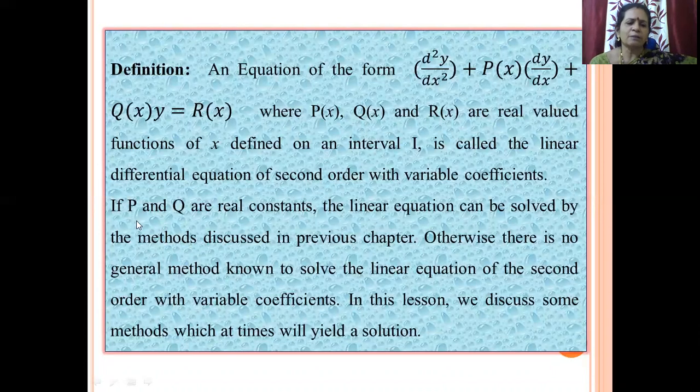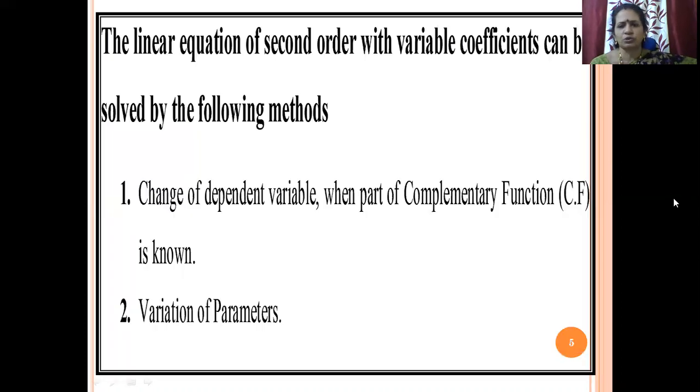Now in this, if p and q are real constants, the linear equation can be solved by the methods we discussed in the previous chapter. Otherwise, there is no general method known to solve the linear equation of second order with variable coefficients. In this lesson, we discuss some methods which at times will yield a solution.